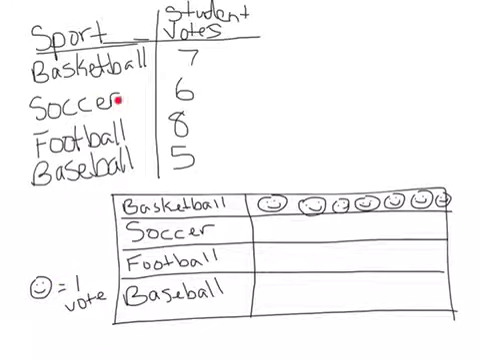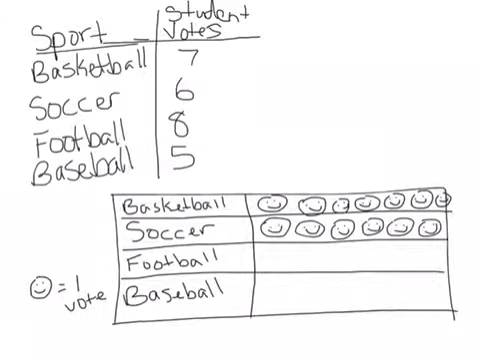Let's go on to soccer. Soccer had 6 students vote for it. So I need to draw 6 smiley faces, 1 for each vote. How many did I have for football? You're right, I had 8. So for football, I had 8 students, so I'm going to make 8 smiley faces. I'm going to have to make my smiley faces a little bit smaller.